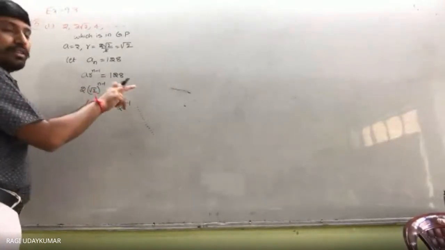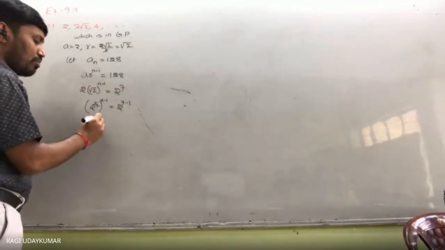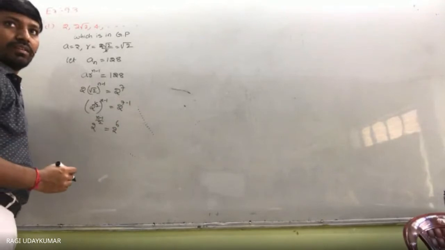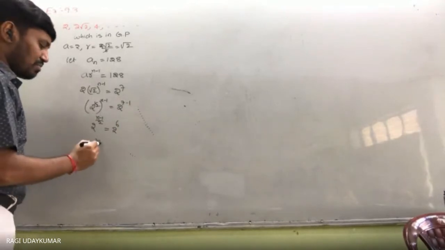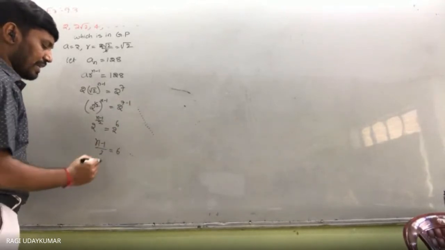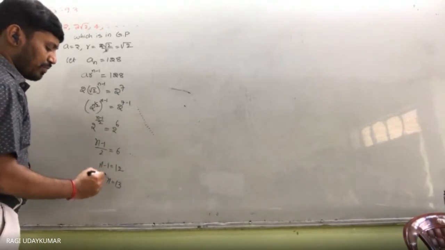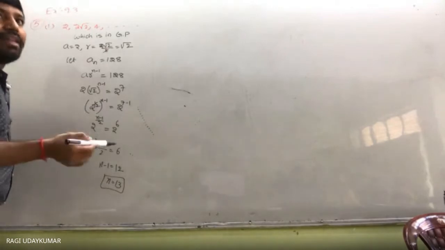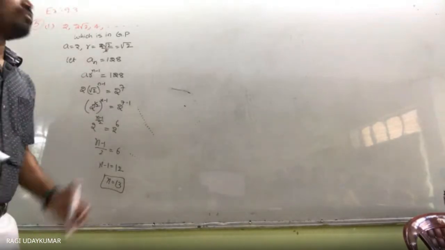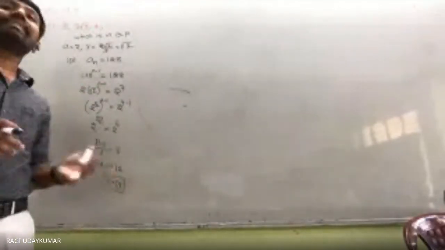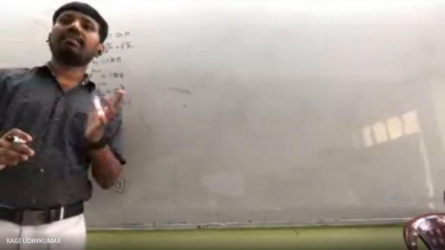You are going to multiply the powers, so you get 2 power (n minus 1) by 2 is equal to 2 power 6. So from this, (n minus 1) by 2 is equal to 6 again. n minus 1 is equal to 12, n equal to 13. Like this you get the n value. So 128 in this sequence is the 13th term. The 13th term is 128.